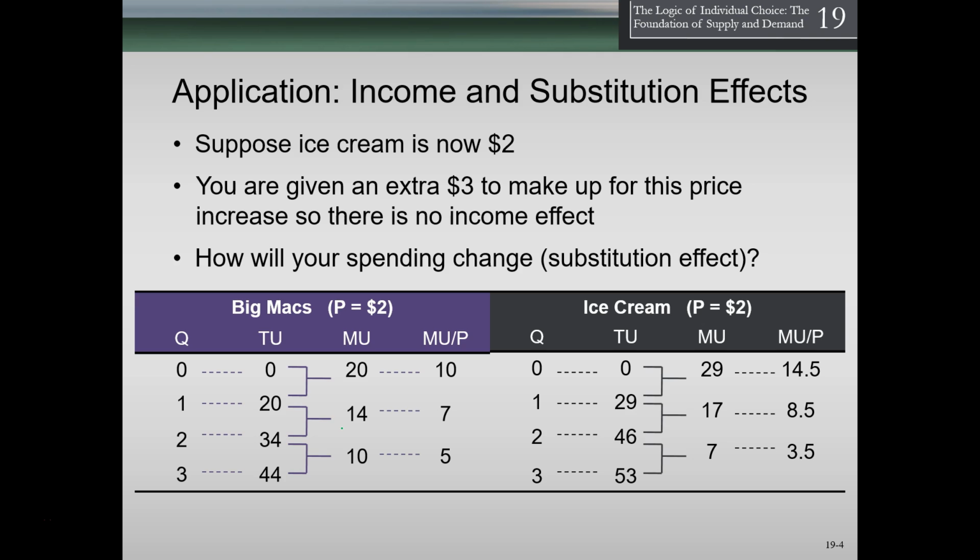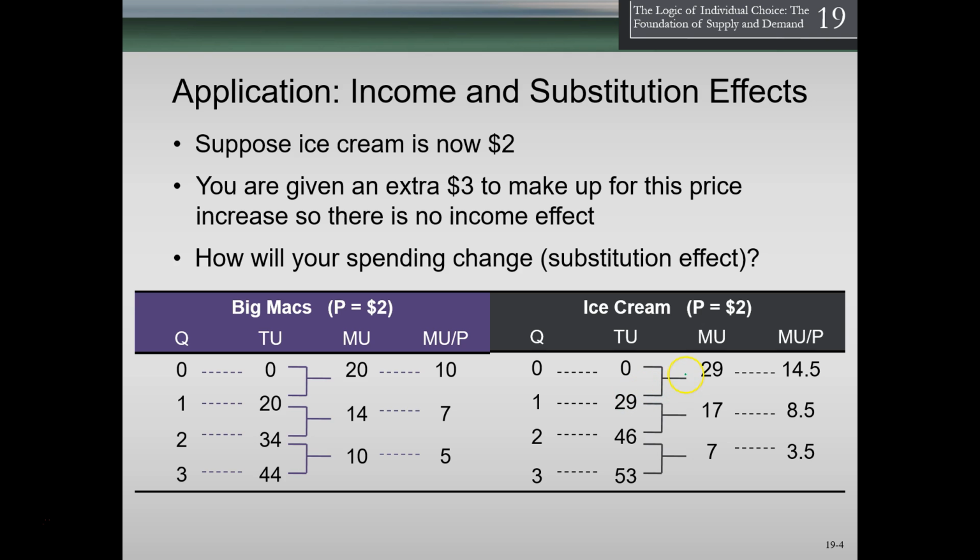Of course, it's going to go down as we eat more Big Macs because we want fewer Big Macs after we eat 1 or 2. And that means the 14 divided by the price, $2, gives us 7. If we look at the ice cream, we have 0, 0, and then if we went from 0 to 1, the total utility goes from 0 to 29. So we get a lot of total utility from that first ice cream.